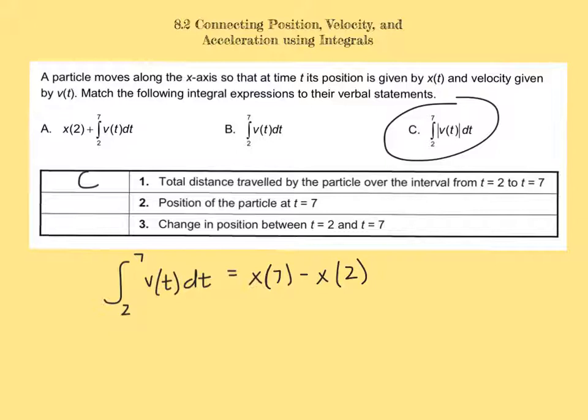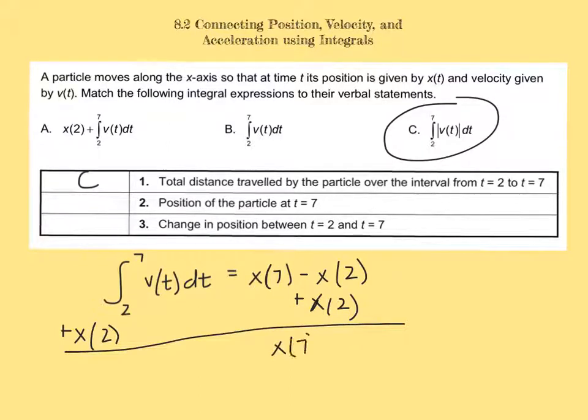Okay, well, we can rearrange this equation. We did this in the other video. We can add x of 2 to both sides. And we're left with our position at 7 is where we started from, our position at 2, plus our total displacement between 2 and 7. So we rearranged the fundamental theorem of calculus in order to find our position at time is 7. I did that because that's how we get this up here.